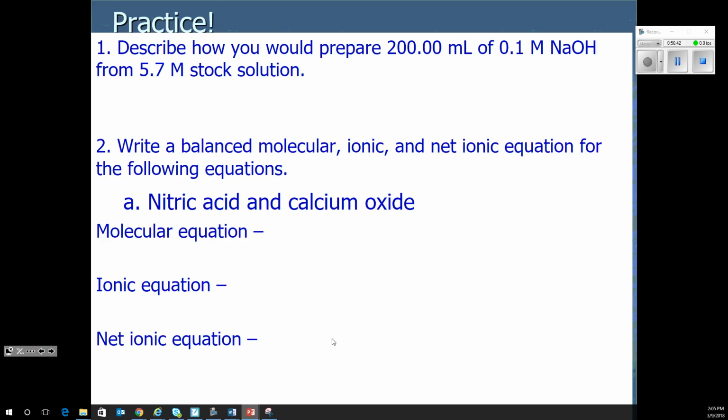Going forward, this is practice here. I don't know if this is in your notes or not. I want you to practice the first one and the second one. I'll put the answers up in a few seconds. The first one you're going to do M1V1 equals M2V2, or C1V1 equals C2V2. On the second one, you're going to write your equation. Take a second and do it.